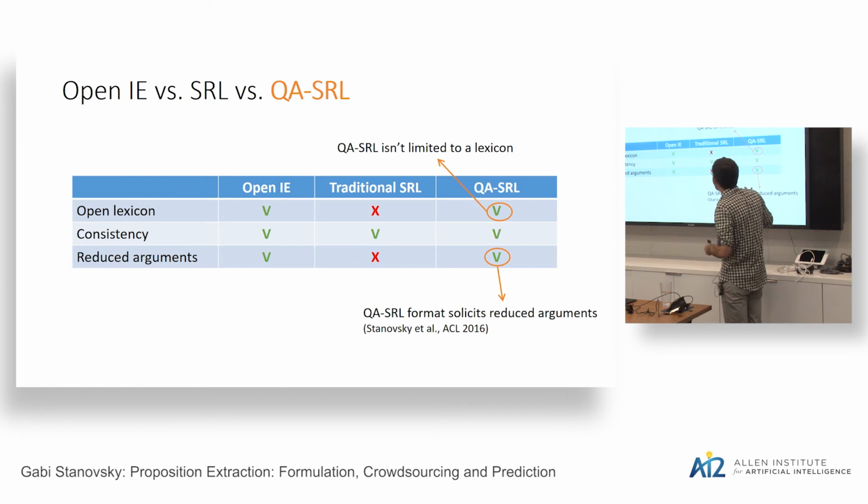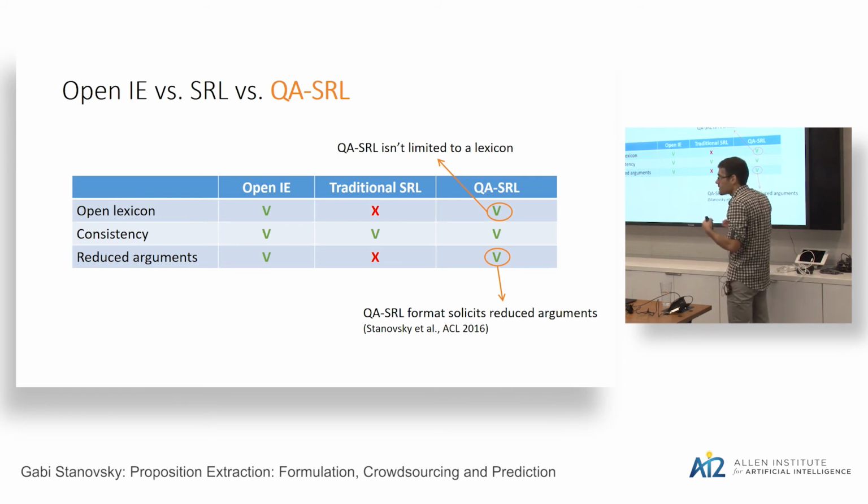But what we found in QA-SRL, first of all, is that it's not limited to some specific lexicon. You use the words of the sentence themselves to annotate the sentence, so you're not bound by them. And the arguments tend to be reduced. So that's another work that we had in ACL, specifically testing whether we get reduced argument spans from QA-SRL.